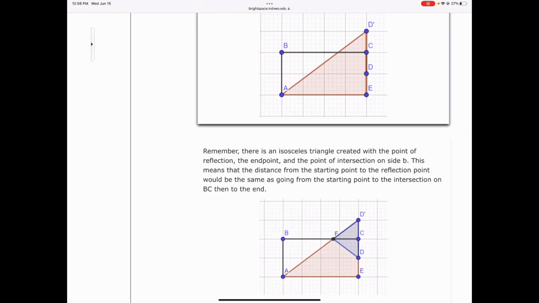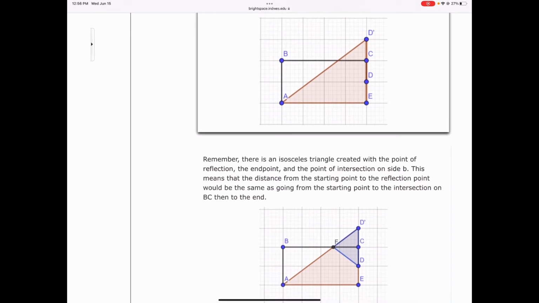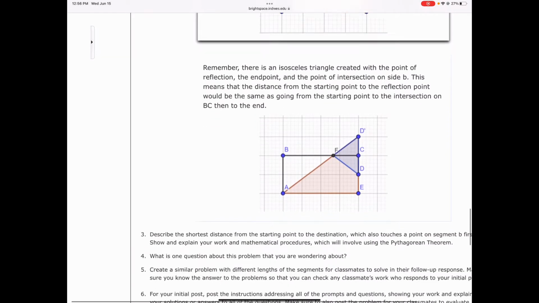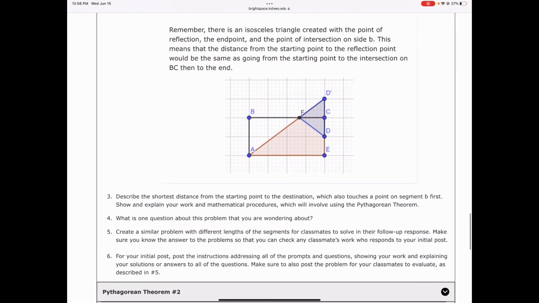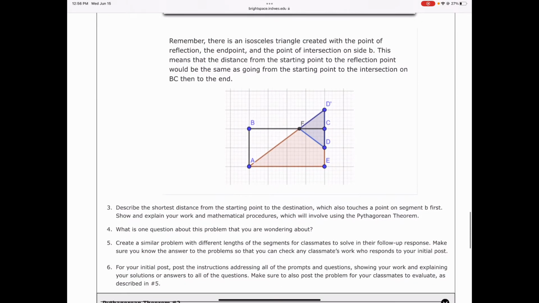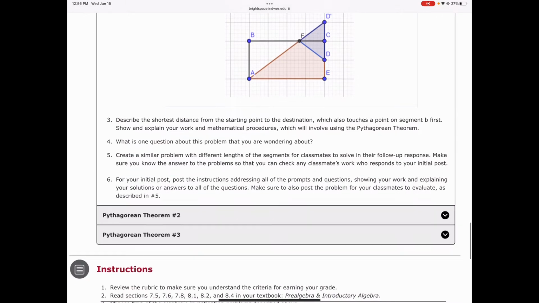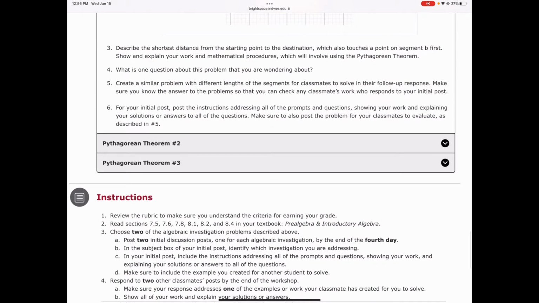Or you can also look here and see that FD prime and FD are the same distance because these are what's called isosceles triangles. The distance FD prime and the distance FD are the same because clearly CD prime and CD are the same distances. So you are supposed to describe the shortest point from these segments and calculate them accordingly. You can do that one, it's fine, but I would recommend you do 2 and 3. They're just a little bit easier.